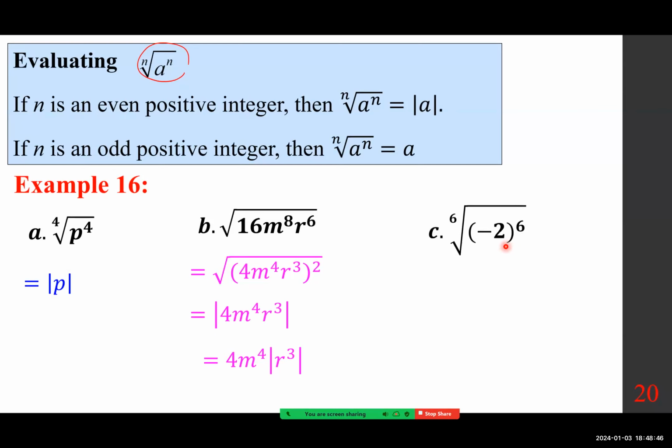What about this one? 6 and 6, they cancel each other, but you have to put this in an absolute value. And again, the reason is that first you raise this to the power of 6, it becomes positive, and the 6th root of that is positive 2.